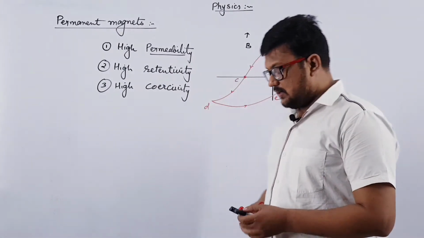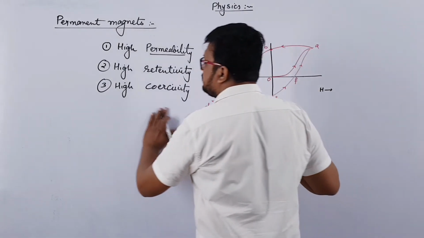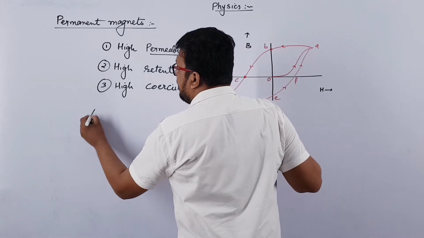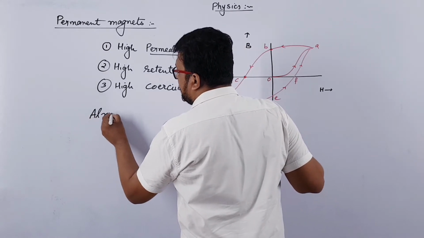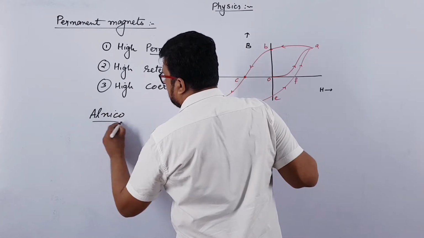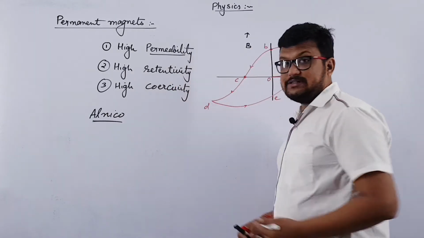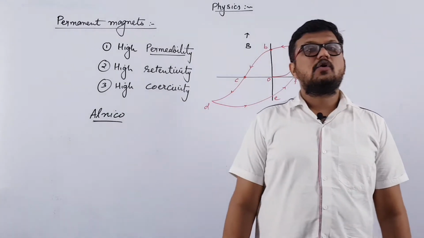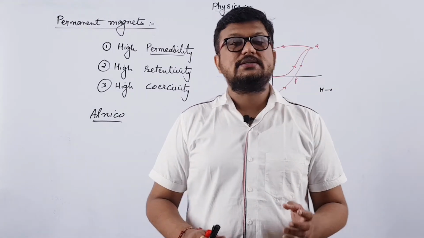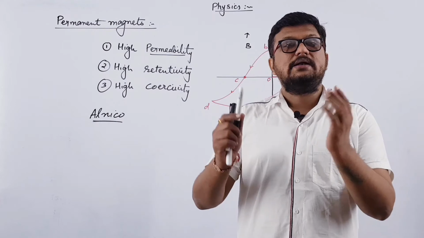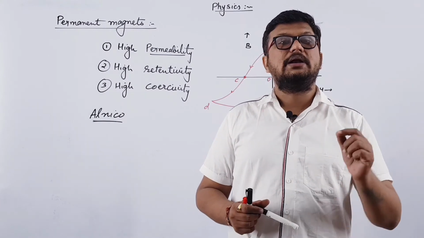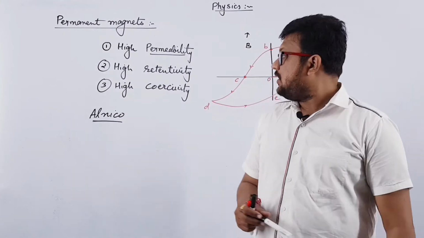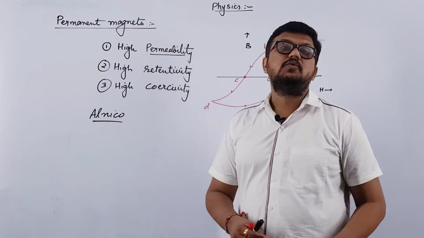The other material which can be used to prepare a permanent magnet is alnico. One is of course steel and the other one is alnico: aluminum, nickel, cobalt and copper. A combination of these four things will give you an alloy, and that alloy is used to make permanent magnets. Clear? Now we do have electromagnets.